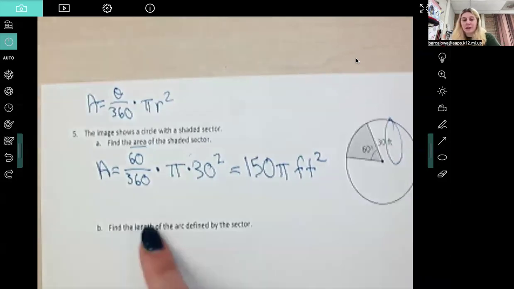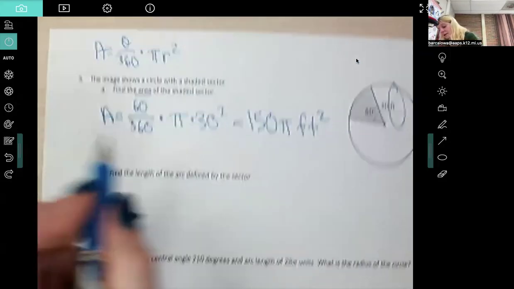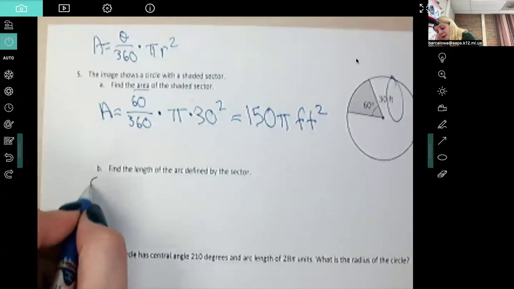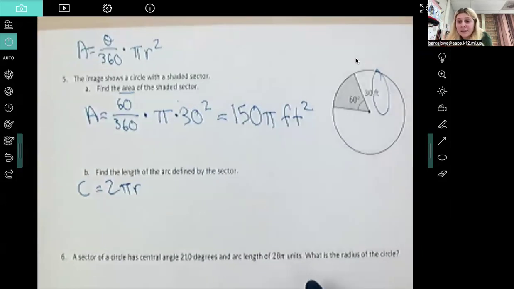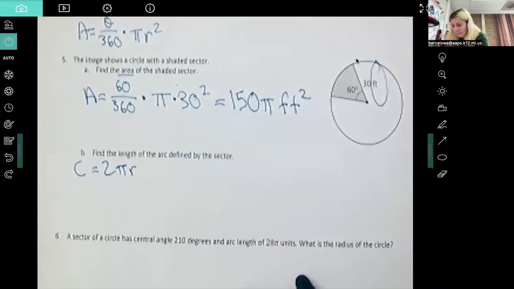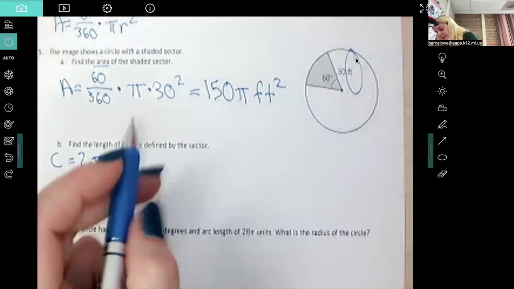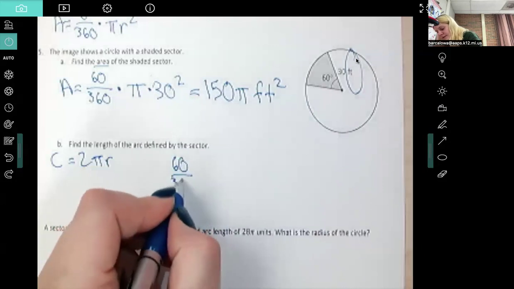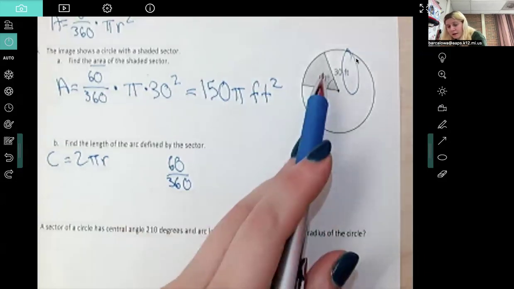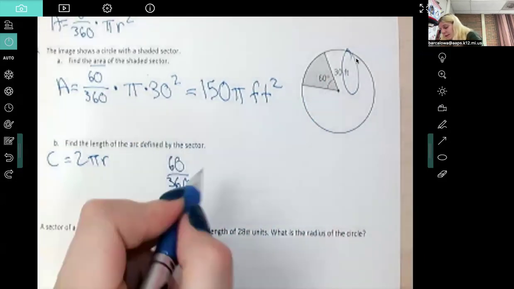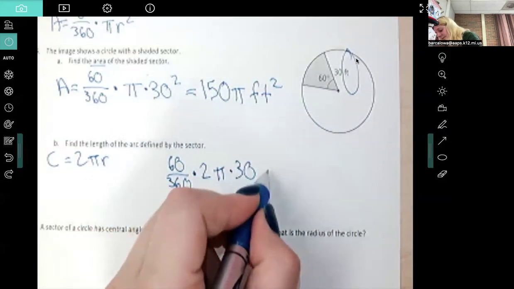The length of the arc is literally like length on a ruler, like how big is it? So for the length of the arc, our circumference is 2 pi r. The same idea here, I need to just take part of the whole. So for the arc length, I'm just going to take that 60 out of the whole 360 times 2 pi, my radius is 30.